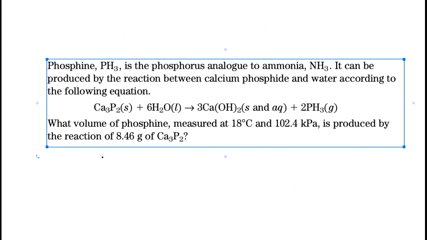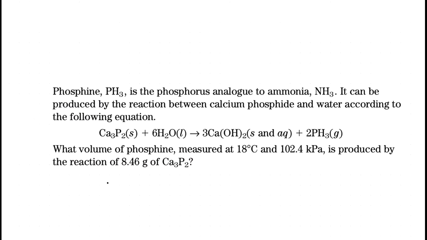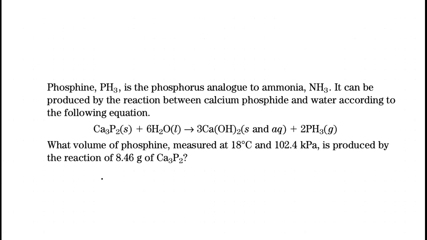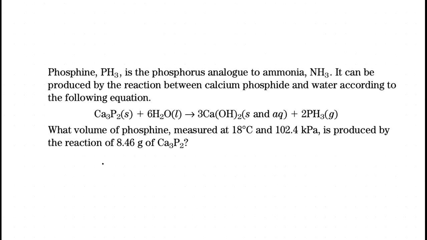So this one is phosphine, the phosphorus analog to ammonia. It can be produced by reaction between calcium phosphide and water according to the following equation. Now, this is stoichiometry initially. What we're given is the grams of this calcium phosphide compound, and we're trying to find the volume. We have the temperature and we have the pressure. Where we need to go is from calcium phosphide over here to phosphine.